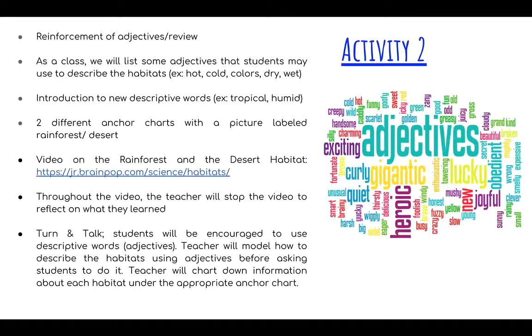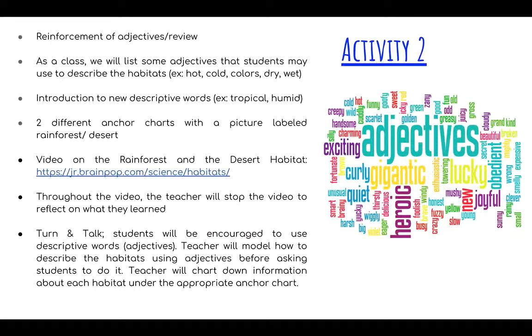As a class, we will list some adjectives that students may use to describe habitats. Some examples are hot, cold, the different colors, dry, and wet. Teacher will introduce new descriptive words and provide visuals as well as translations in native languages as a support for understanding. Some examples of new vocabulary are tropical and humid. This will support both oral and academic language.